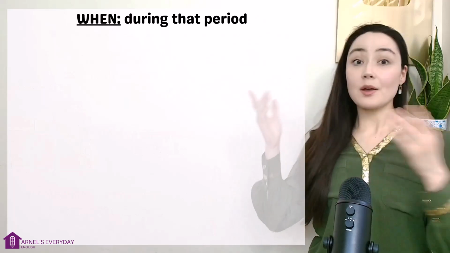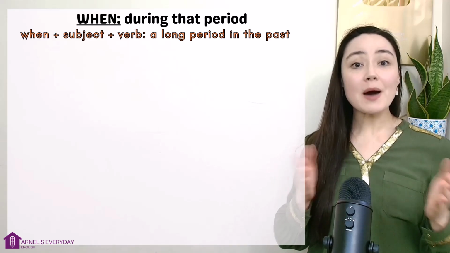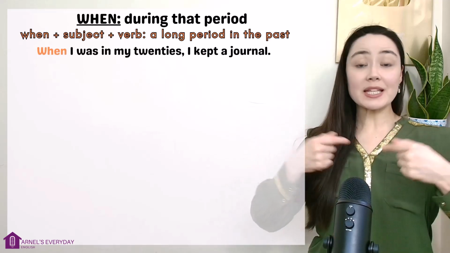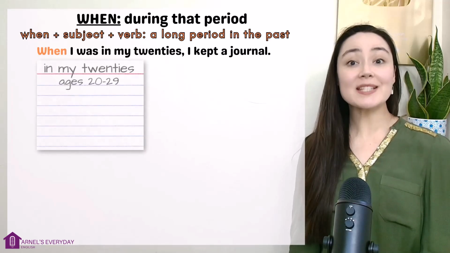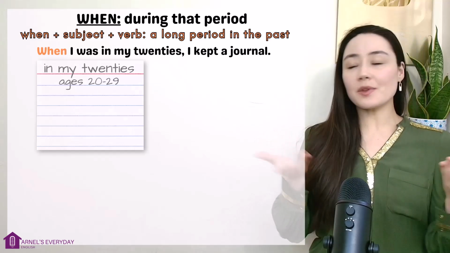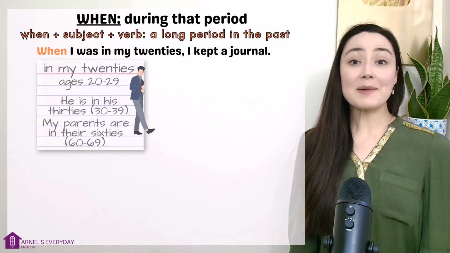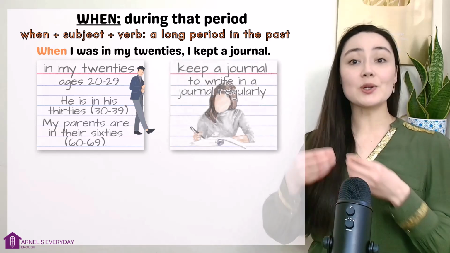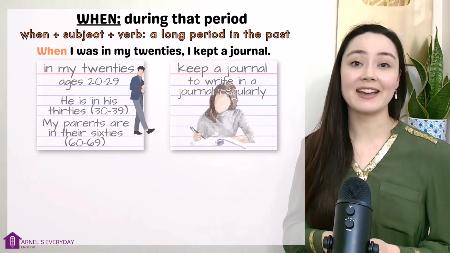During that period, we use when plus subject plus verb to talk about a long period in the past. When I was in my 20s, I kept a journal. In my 20s means the ages 20 to 29. And this can work with any decade. He's in his 30s. My parents are in their 60s. And to keep a journal means you write in a journal regularly, like every day.